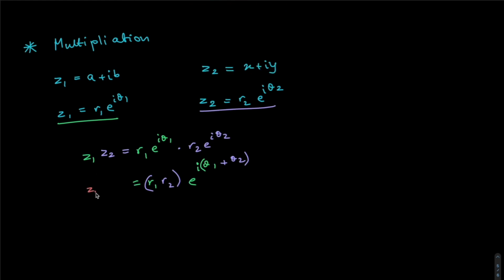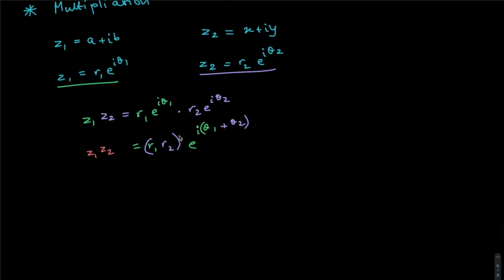So I can write this as Z1 times Z2. And if you want, I'll rewrite it again in the same color, so it's easy on the eye, because it can get a little weird. So I'd have R1 R2 e raised to the power i, theta 1 plus theta 2. That is my final result. It's very, very simple, nothing too crazy.